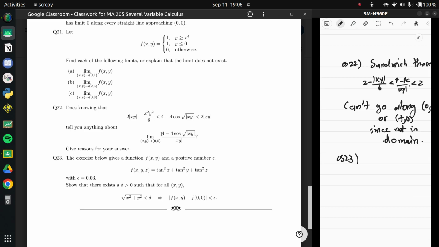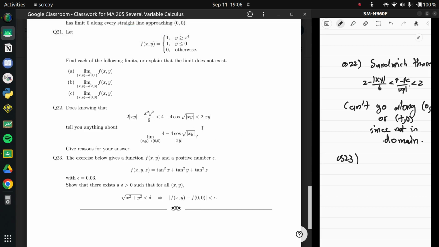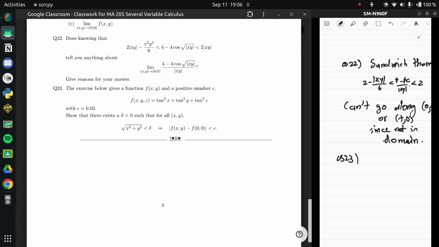Now, what I'm concerned with is, would there be any other path where you approach this point 0, 0 and then it gives you something else? And I'm guessing not. If it's defined, then xy has to be bigger than 0. The exercise below gives a function f of x, y and a positive number epsilon.